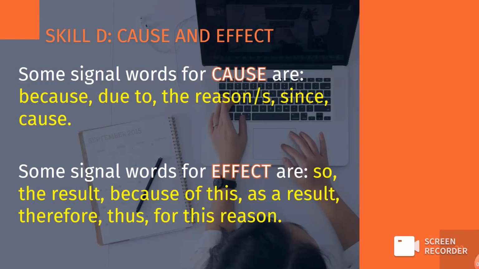Now, here are the signal words for cause, so you will know that a certain sentence is a cause if these signal words are there. So we have because, due to, the reason, since, and cause. Another is some signal words for effect. We have so, the result, because of this, as a result, therefore, thus, and for this reason. So automatically, if these words are present, that means it pertains to the effect.